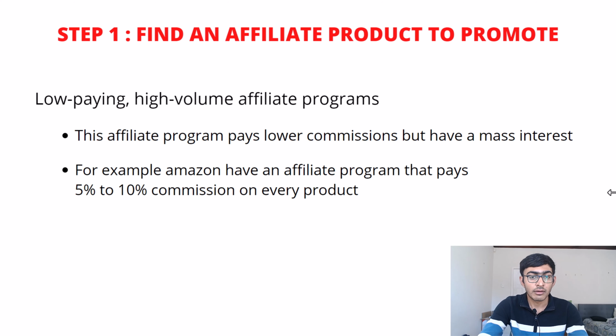And the second one is low paying high volume affiliate programs. These affiliate programs pay lower commissions but have a mass interest. For example, Amazon. Amazon has an affiliate program that pays 5% to 10% commission on every product. If you are an Amazon affiliate, you will get a unique link, and if someone clicks on that link and purchases anything from Amazon, then you will get a 5% to 10% commission on every product. 5 to 10% commission is not a very big commission, but lots of people are interested in buying from Amazon. So it's very easy for you as an affiliate to sell Amazon products. That's why this type of affiliate program pays low commission but has a mass interest.